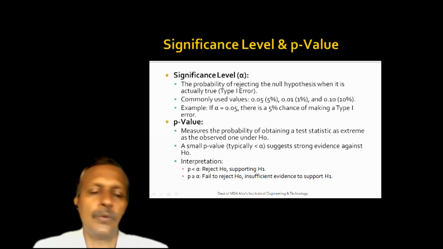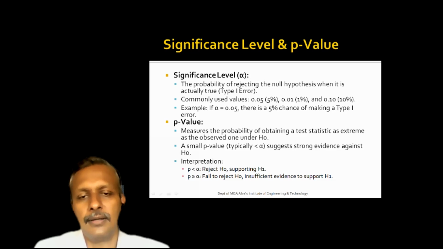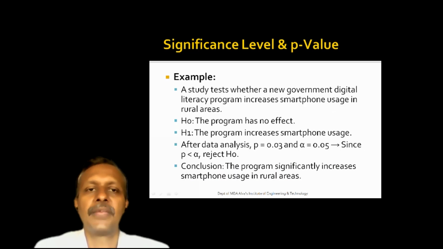So ultimately, we need to interpret the results as follows: if p is less than alpha, then reject the null hypothesis and support the alternative hypothesis. If the p-value is greater than or equal to alpha, then fail to reject the null hypothesis, and there is insufficient evidence to support our H1.